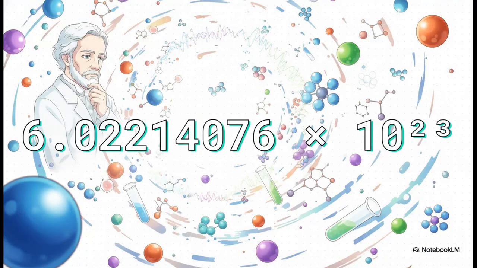Okay, behold, Avogadro's number. It's 6.022140076 times 10 to the 23rd power. That is roughly 602 sextillion. It's an almost incomprehensibly massive number. But it represents the exact count of particles in just one single mole.